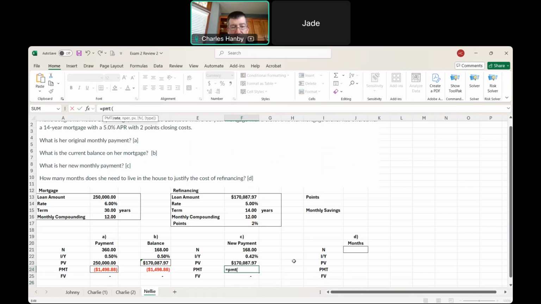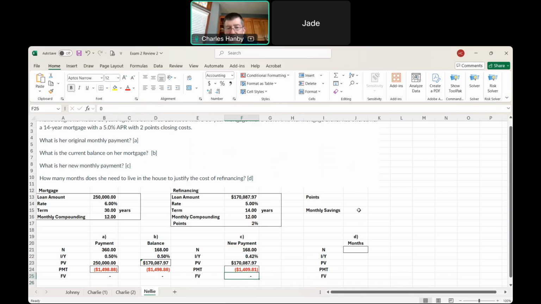Go to the formula bar. So rate, comma, number period, comma, and then present value. Get return. So $1,409.81. So you're saving almost $90 a month, close to it anyway.